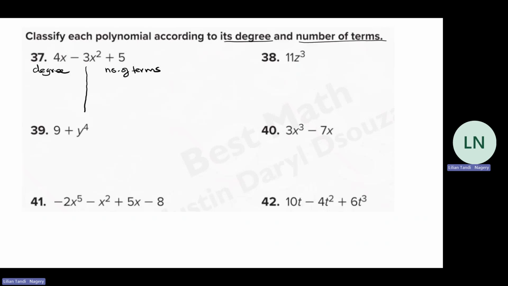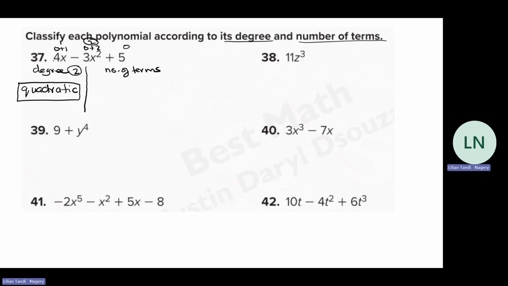So let's do the degree. The degree here is 0 plus 1, which is 1. The degree here is 0 plus 2, which is 2. And the degree here is 0. The biggest degree is 2, so you put degree is 2. But your answer is quadratic. When the degree is 2, the answer is quadratic. The name of the polynomial is called quadratic.